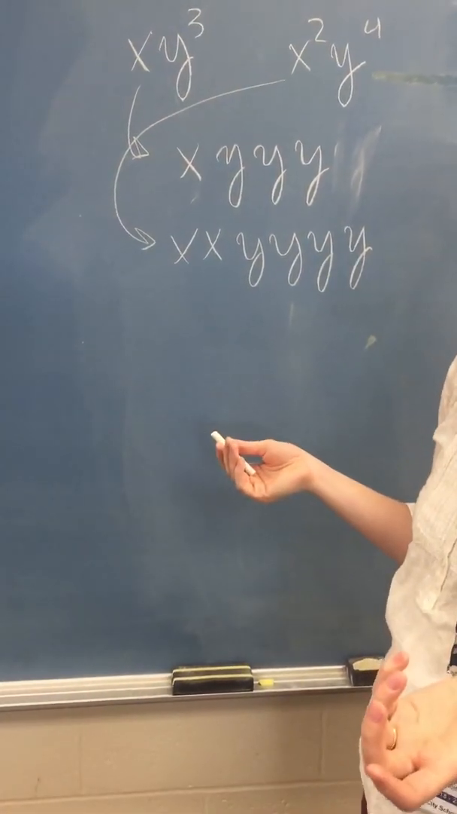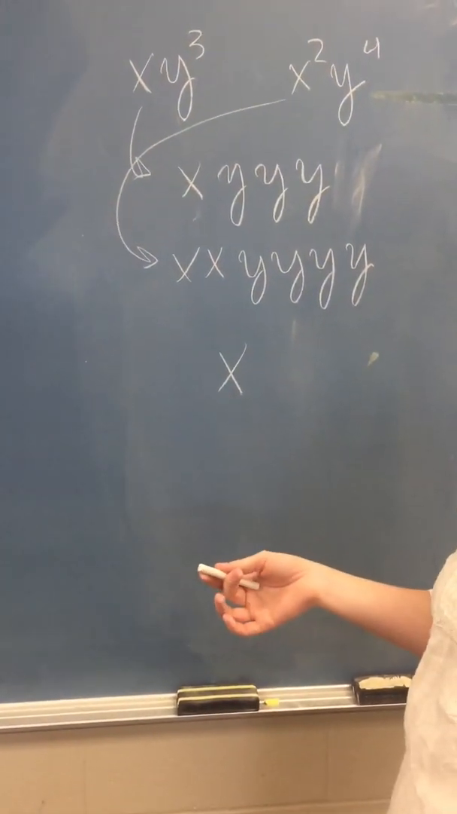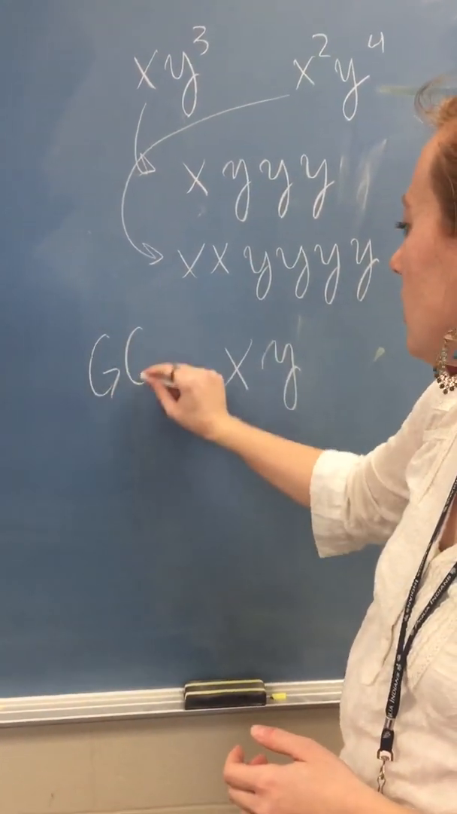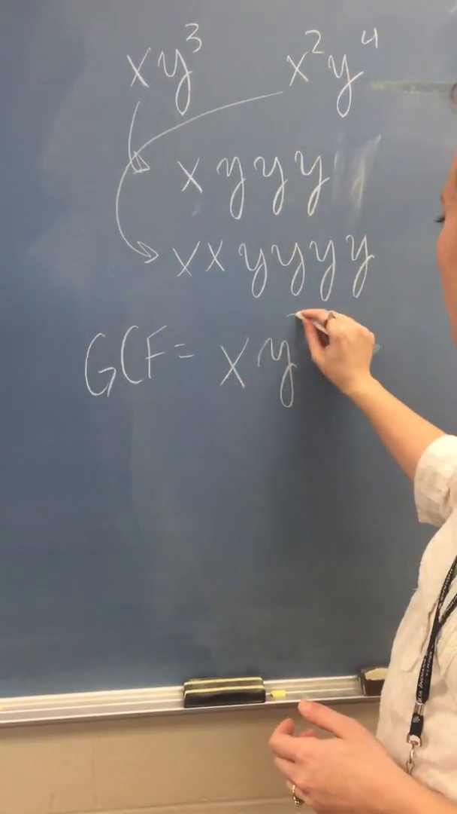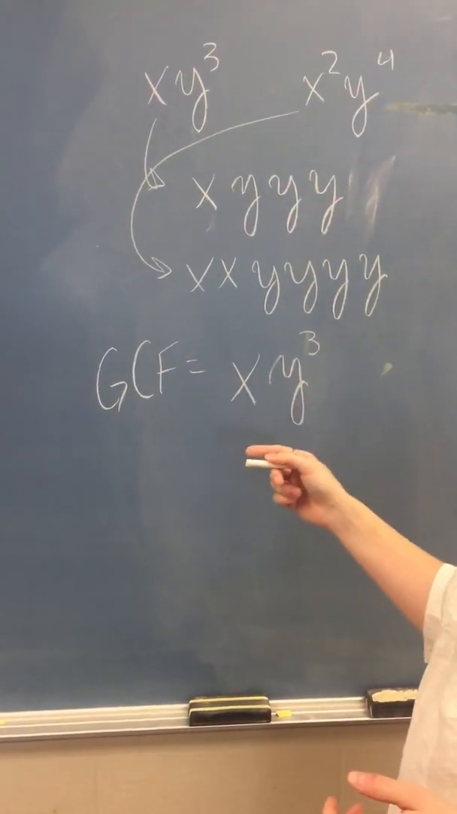So do the x's first. How many x's match up? 1. Just 1. How many y's match up? 3. So the GCF is xy to the 3rd, because those are the parts that match up together.